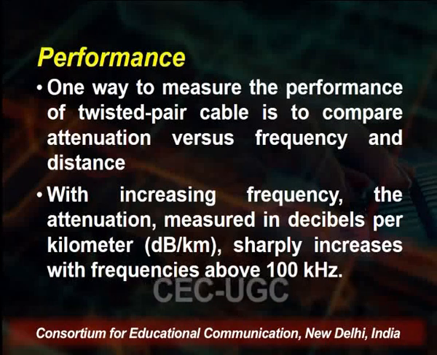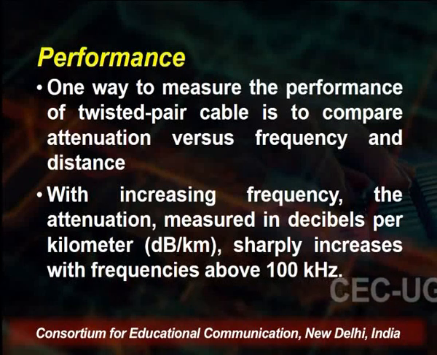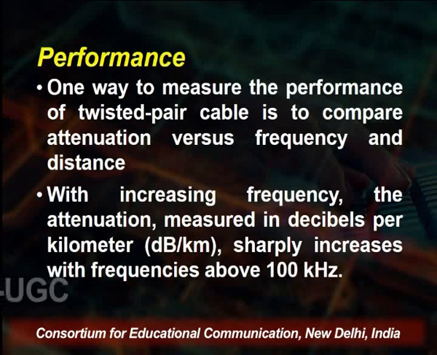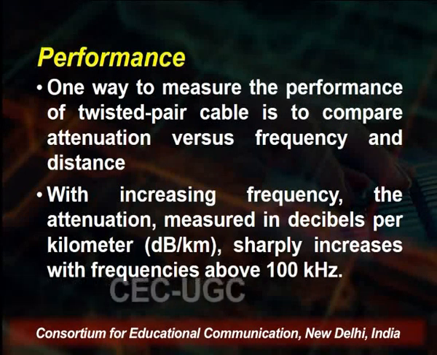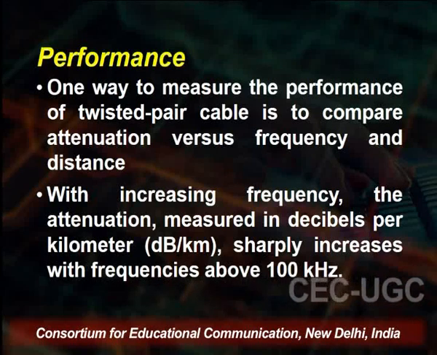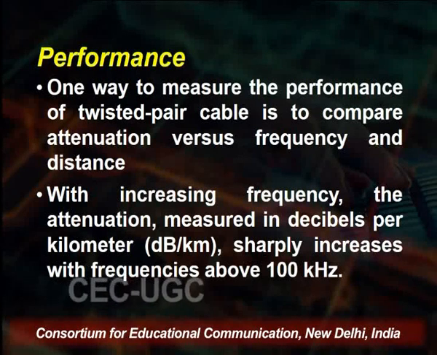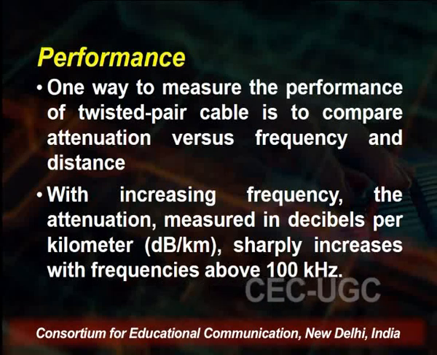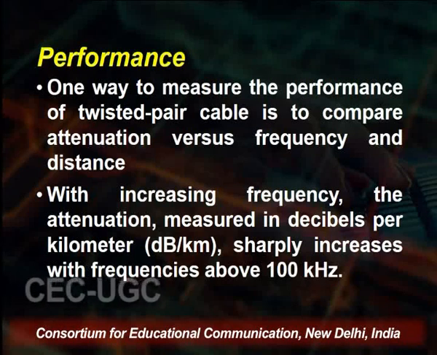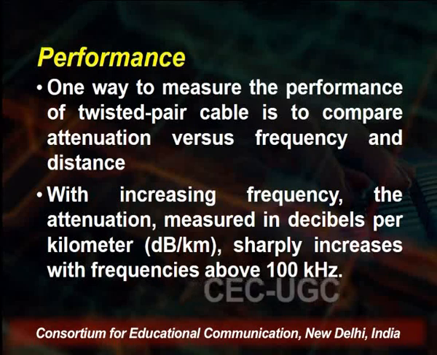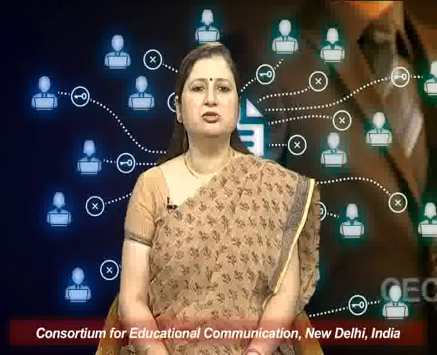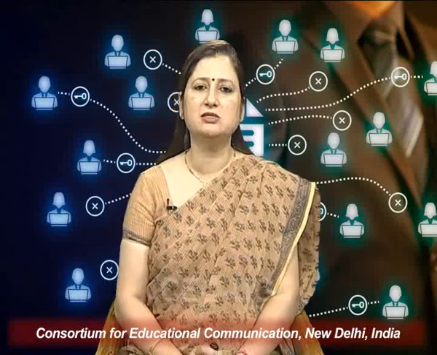So if we look at performance wise, it's already discussed that there is a problem of crosstalk or noise in case of twisted pair. The other thing is, when you measure the performance of a twisted pair cable, we have to compare the attenuation with the frequency and the distance. That is, when you increase the frequency, the attenuation measured in decibels per kilometer will also sharply increase. When your frequencies go above 100 kilohertz, then the attenuation problem will be even sharper. So therefore twisted pair cables have this serious problem of attenuation, that is the drop in signal, and also of crosstalk or noise.